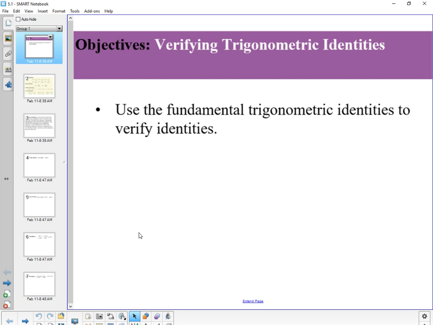So 5.1 starts. It's more trig. We're going to start with verifying trig functions. There'll be some formulas that you need so that you can do this. If there's questions on any of them, please ask. You should already know what these are, and this might help you with your problem there.